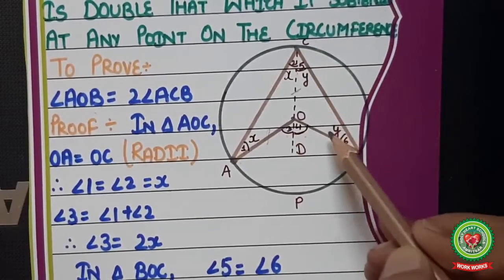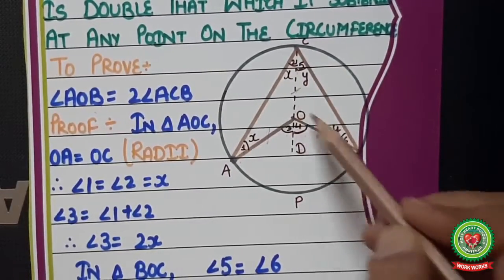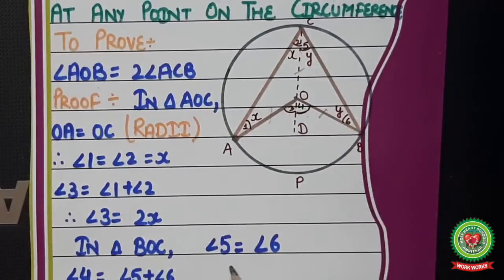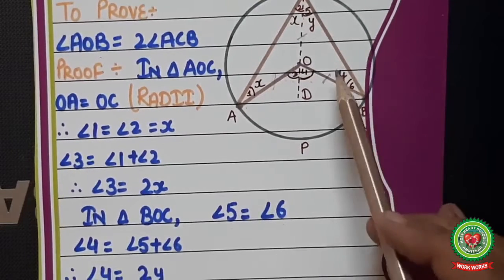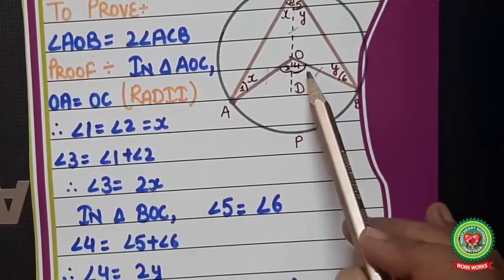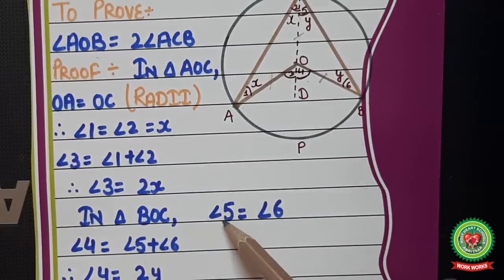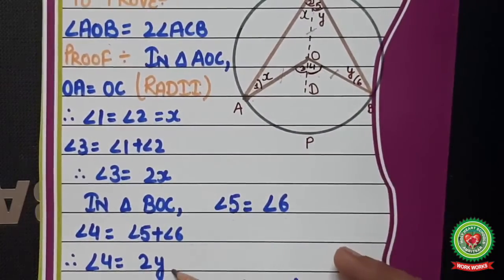Here also the same relation: these both are radii, so it is the same isosceles triangle, and angles opposite to equal sides will be equal. So let these angles, angle 5 equals angle 6. Now children, see this angle, angle 4, again an exterior angle, so angle 4 will be equal to angle 5 plus angle 6. It means angle 4 will be equal to 2y.